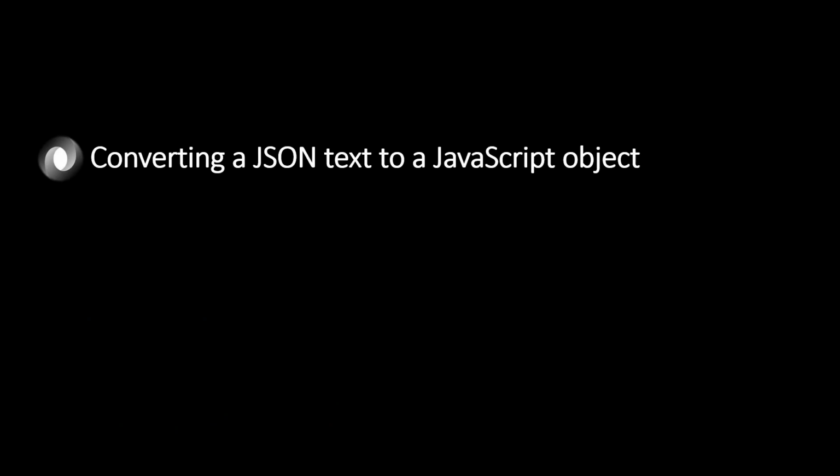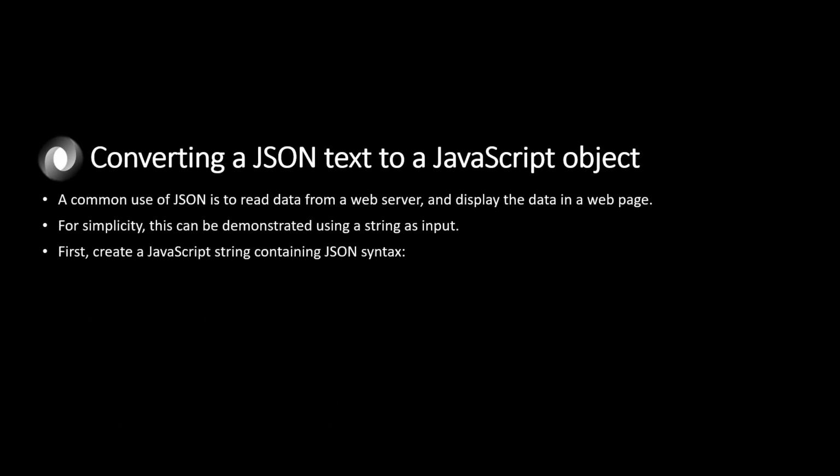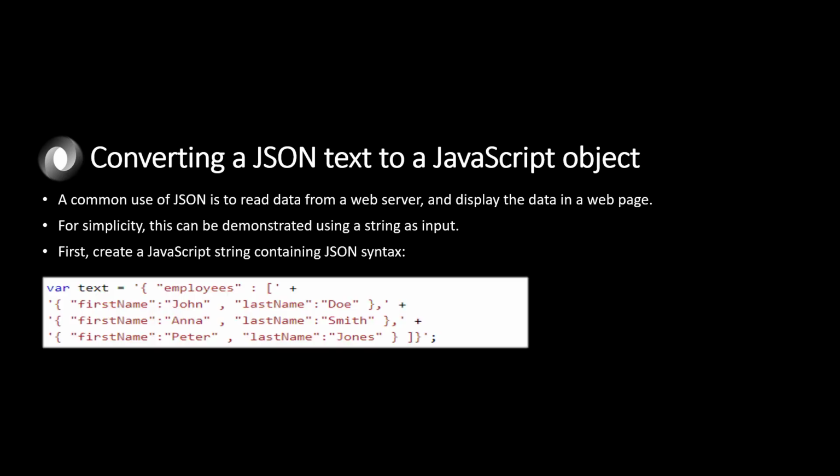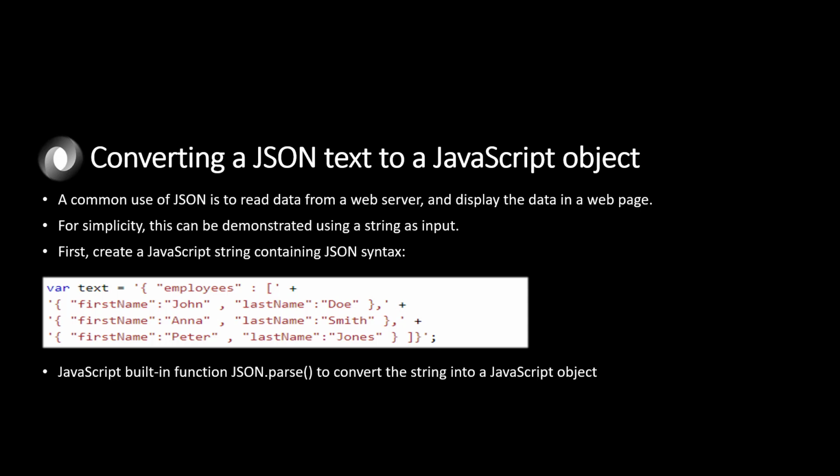Converting a JSON text to a JavaScript object. A common use of JSON is to read data from a web server and display the data in a web page. For simplicity, this can be demonstrated using a string input. First, create a JavaScript string containing JSON syntax. Here you can see. Next, use the JavaScript built-in function JSON.parse to convert the string into a JavaScript object. Here you can see.